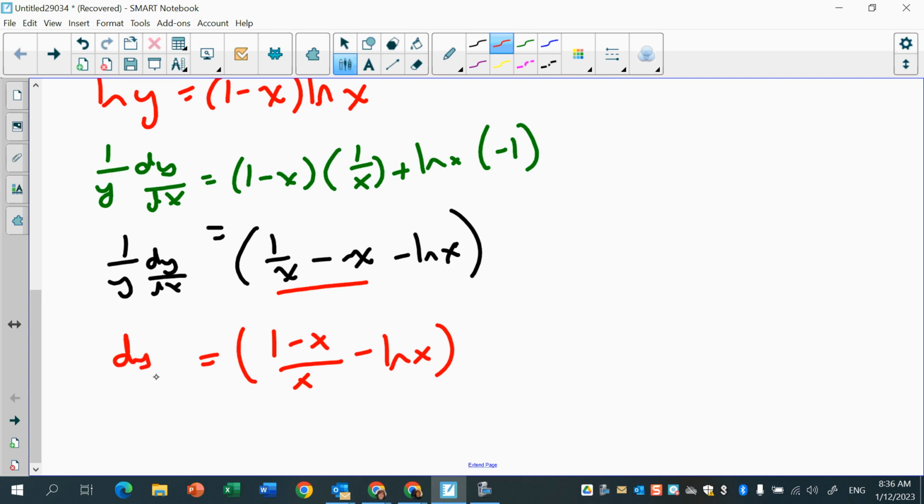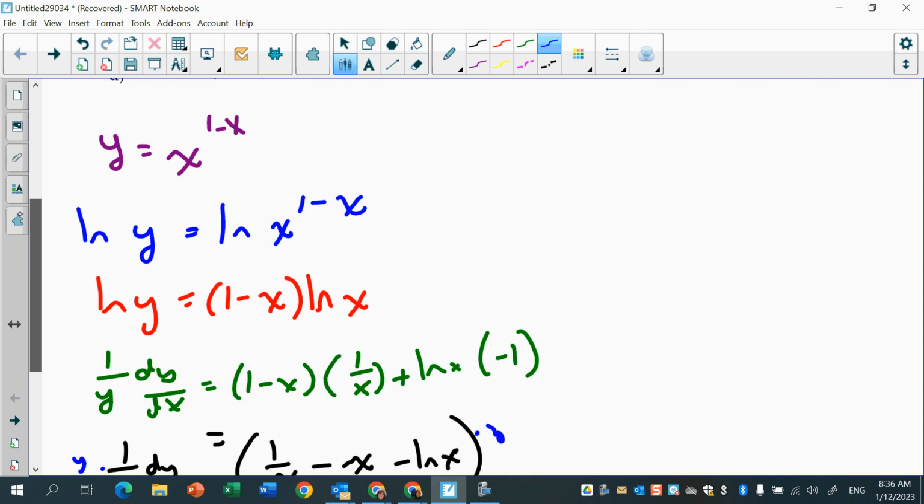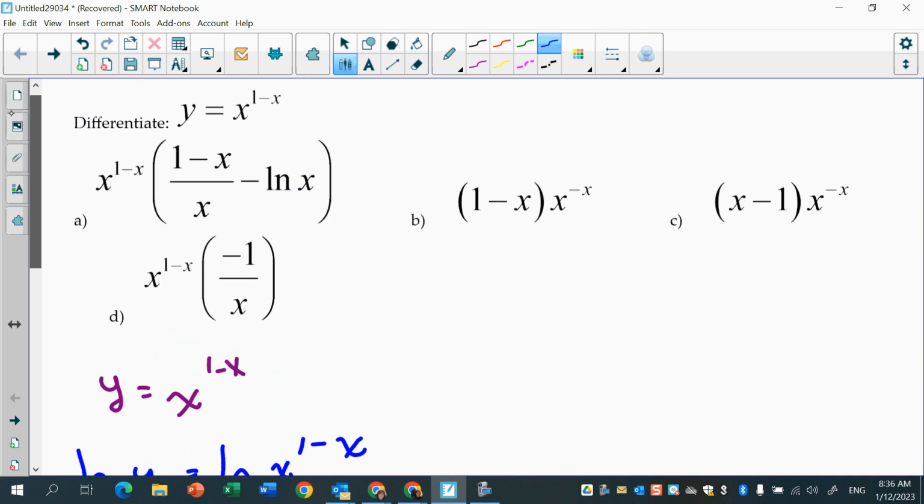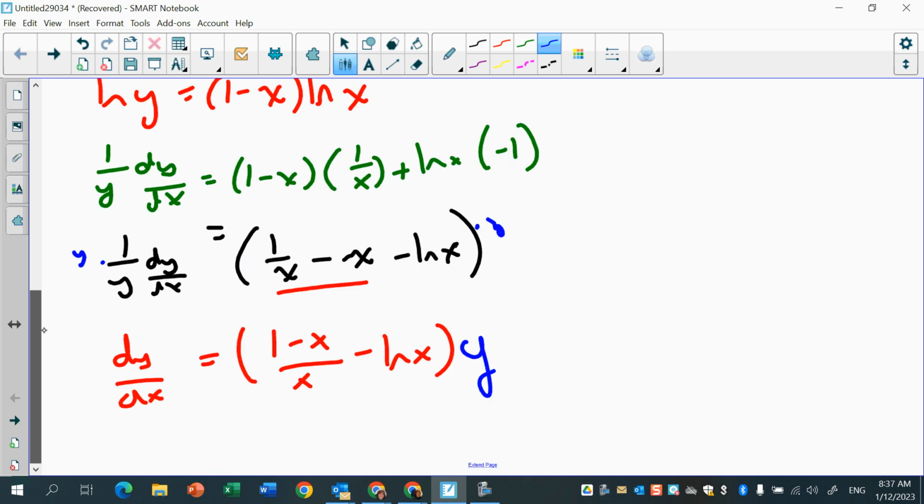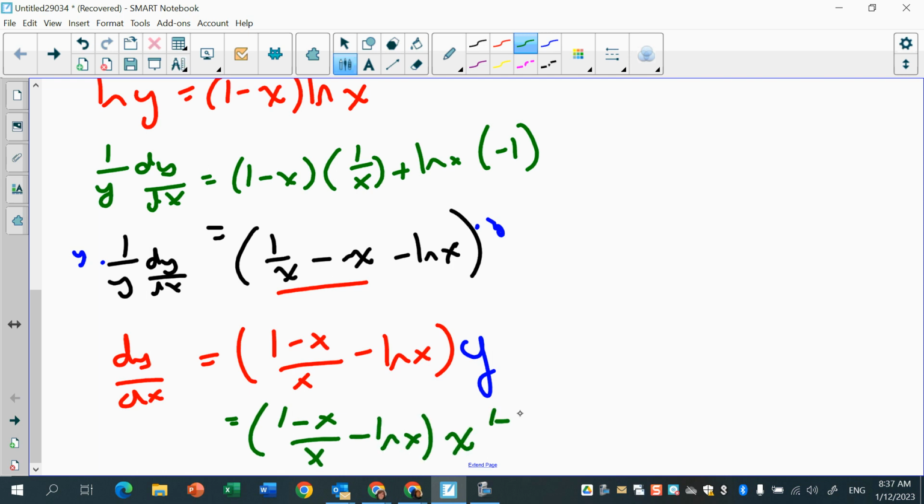This equals dy dx, but that meant that I had to get rid of this y, so I'm going to multiply both sides by y. Notice that there are no y's in this answer, but we know that y is x to the 1 minus x. So my final answer is 1 minus x over x minus the natural log of x, times x to the 1 minus x, which is answer choice A.